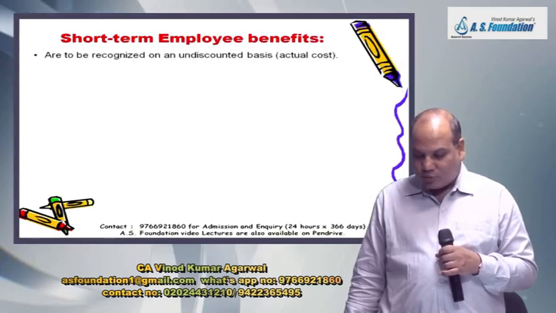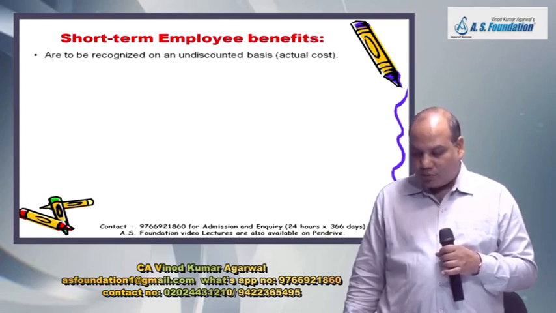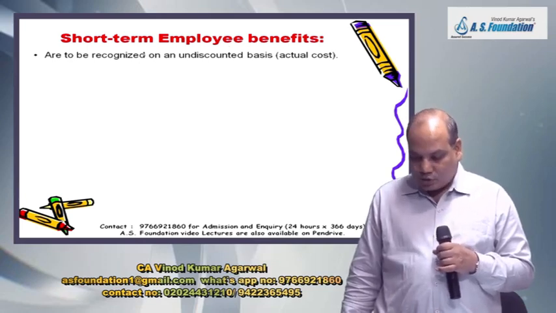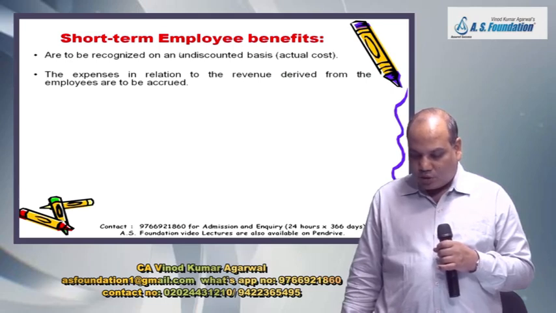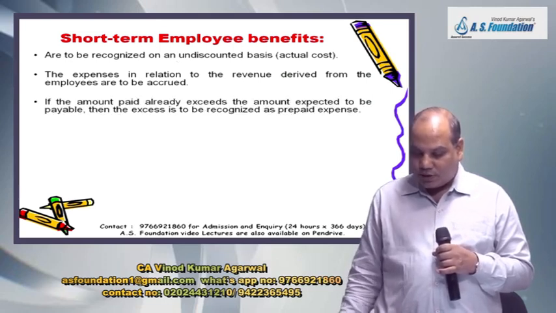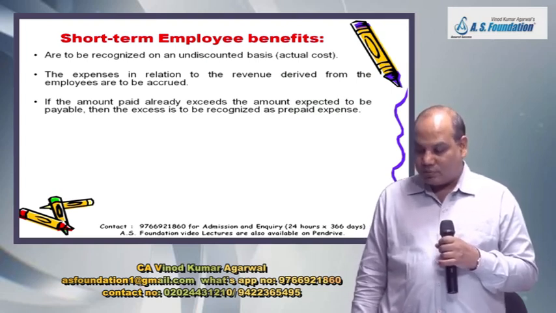Now, dear student, come to accounting of short-term employee benefit. This is the simplest part of this chapter. First point, remember, this will not be discounted. This will be recognized on accrual basis. This will be recognized as expense and would be charged to P&L account.